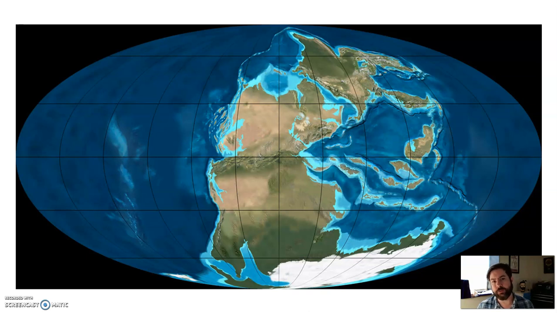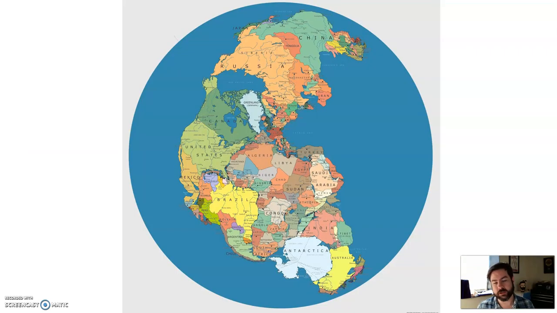It might look like a jumbled mess to you, but if I were to imprint the current modern day countries onto that jumbled mess, this is what it would look like. The United States would be butted up right next to Africa. We could walk and drive to Africa, right down to South America. So, a little bit different place.